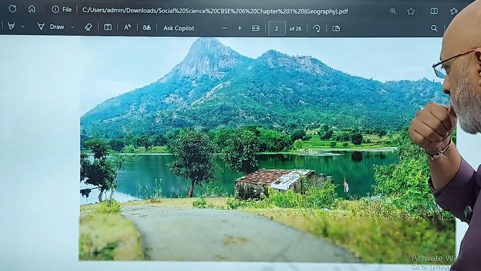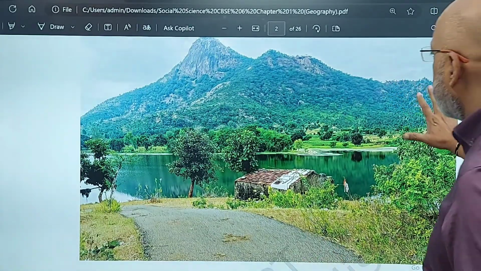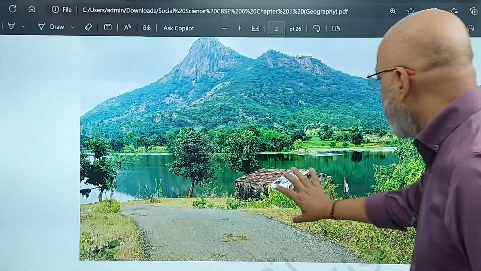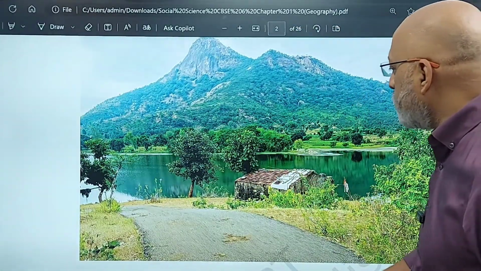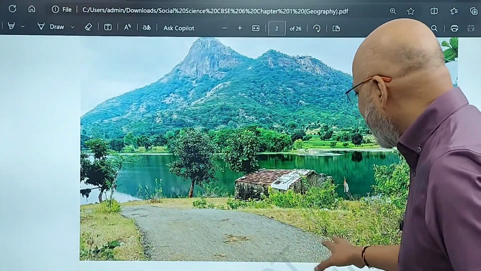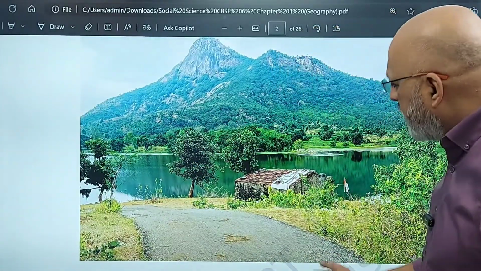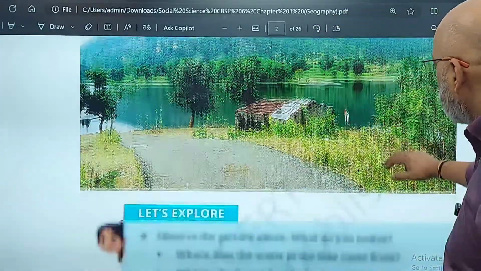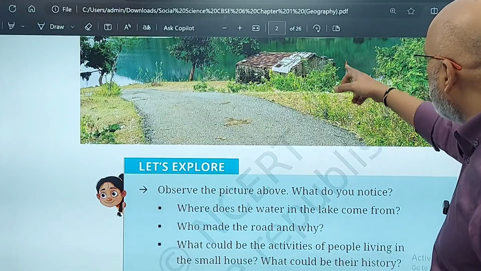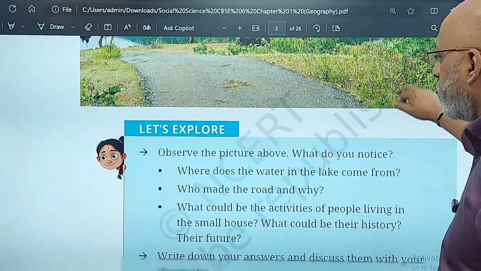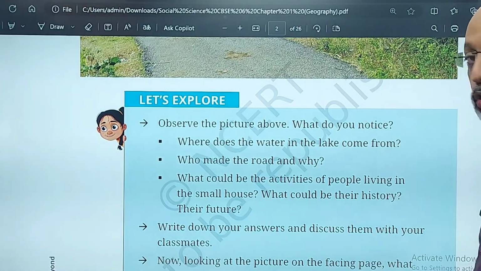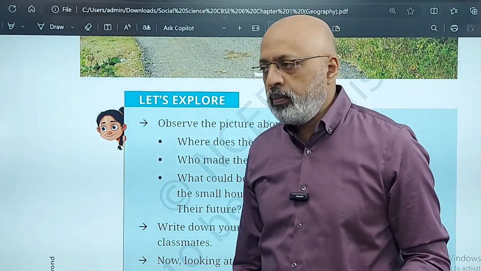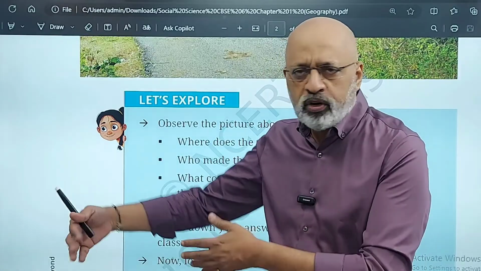Now this photograph has been put, okay, and this is about a hilly area, there is a river flowing there, okay, there is a small thatched hut which has been put there, there is more vegetation, and it's a tar road, but it's not like a very well finished road, okay. So the questions that are being asked, and someone is living here because clothes are hung out there. Observe the picture above, what do you notice? Where does the water in the lake come from? It's a lake, not a river maybe, but it would have come from some river.